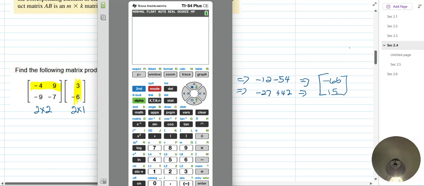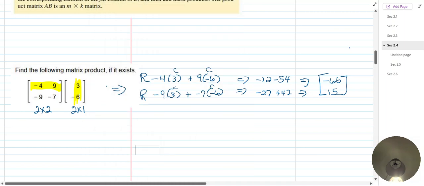I am going to enter the multiplication, and that means I just get to name them. Second matrix, A, oops, sorry, let me clear that. Second matrix, A, and then second matrix, name B, and enter. Negative 66 and 15. So there you have it, to do the multiplication.